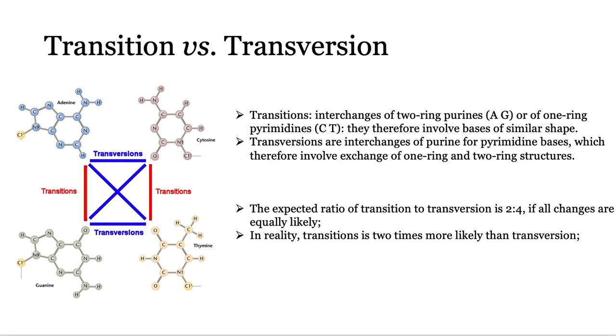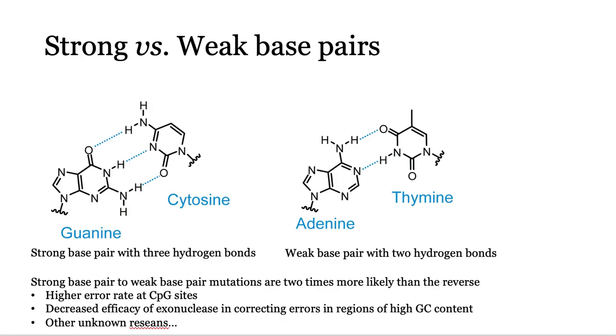The other concept is about strong and weak base pairs. The GC base pair has 3 hydrogen bonds, so it is stronger, and it's harder to break them apart. The A and T pair has only 2 hydrogen bonds, so they're called weak base pairs. It has been observed that mutation from CG pair to AT pair is more common than the other way around. And one of the reasons is the higher mutation rate at CpG sites, where C changes to T.